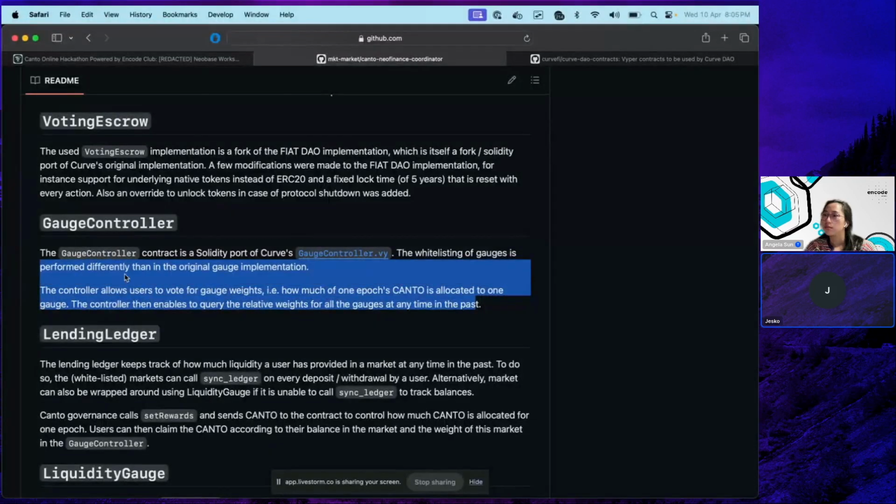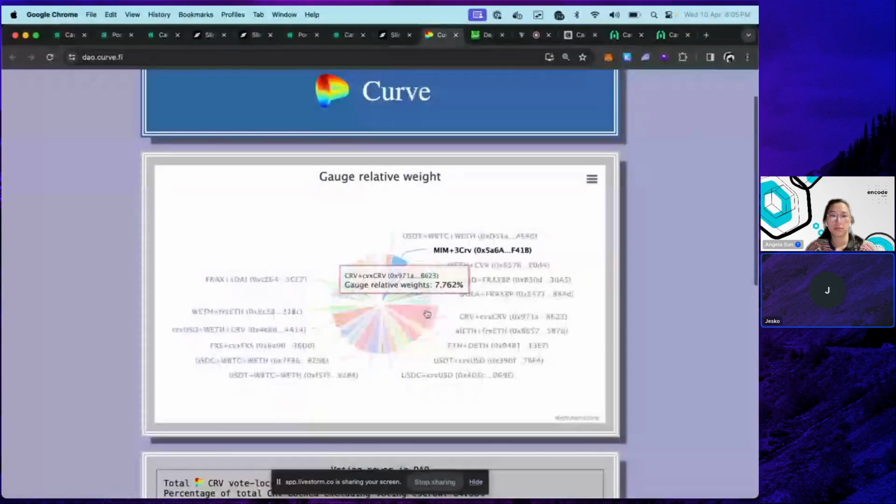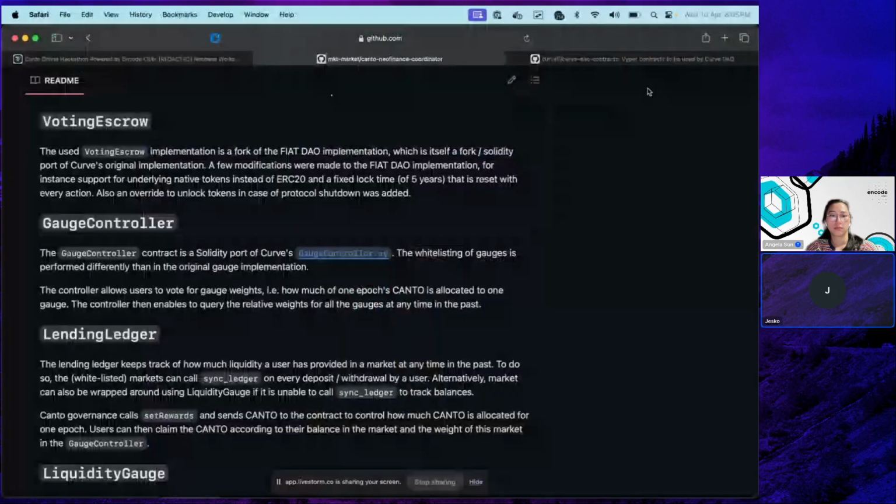So once you lock your Canto, you get VE Canto, and then we move to the next stage, which is the gauge controller. As far as nomenclature is concerned, each of these votes on a particular LP pool are called gauges, right? And whatever vote this LP pool receives is called the gauge relative weight, right? So this gauge controller contract is responsible for tracking all these gauges.